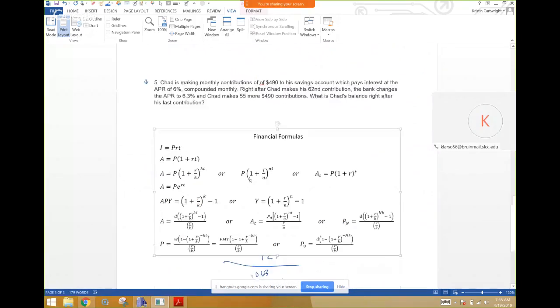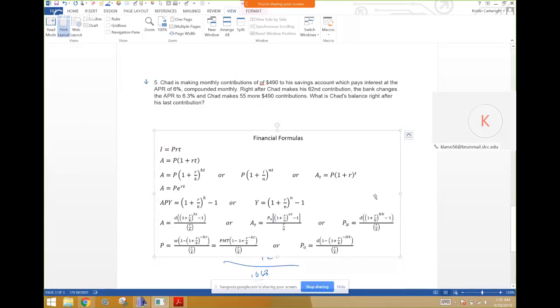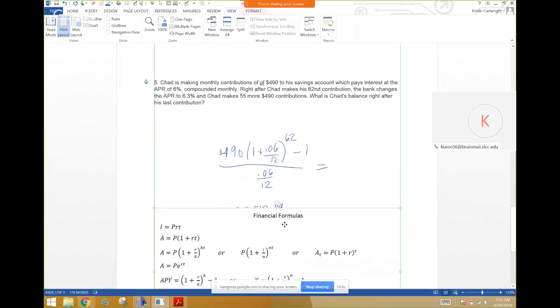So what do you think on this? What formula would you think to use on this one? So we're going to use the increasing long positive exponent formula. Sure. And I want to do it twice. So we do it 490 at the 6%, and then in my head I want to do it again, but it's a 6.3%.